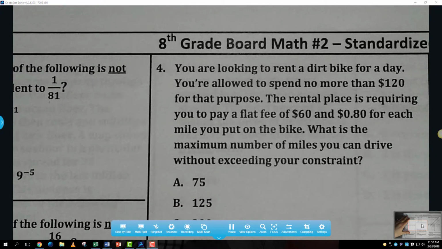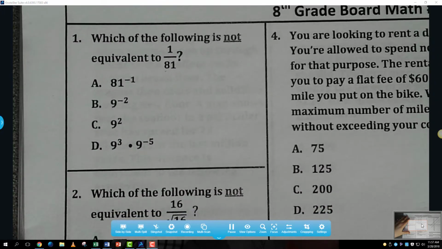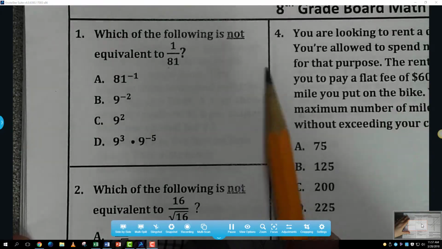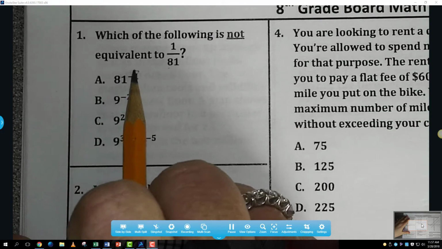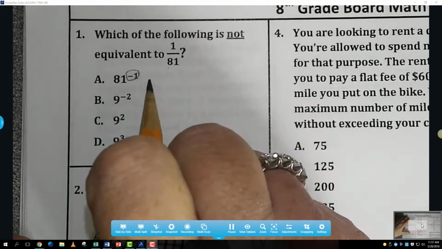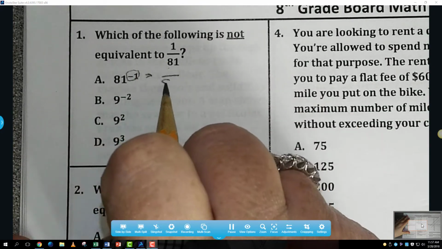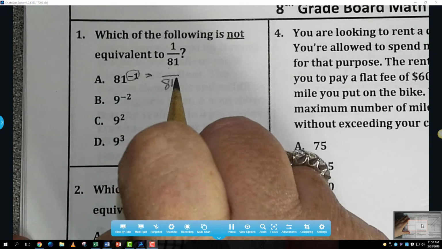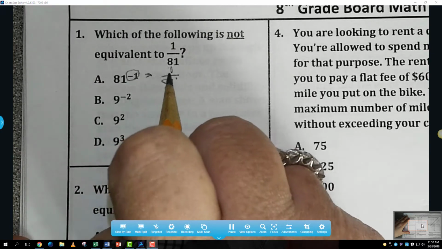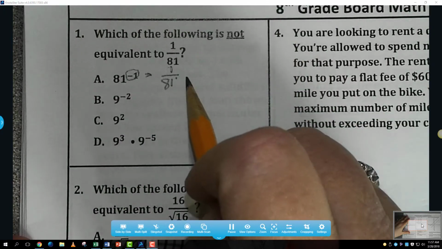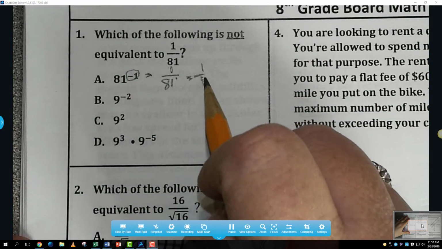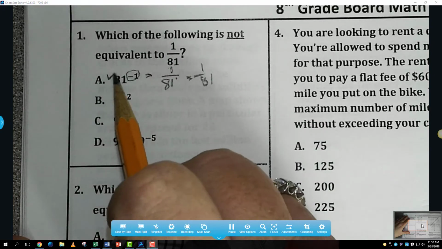Okay, this is math board number 2. Which of the following is not equivalent to 1 over 81? Well, this has a -1 exponent, so we know we need to write that in the denominator and then change the exponent to a +1. Well, we can't leave the numerator empty, so it's going to be 1 over 81 to the first, which is 1 over 81. So that's okay.